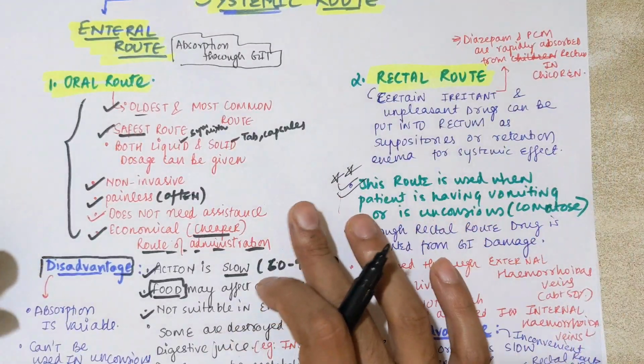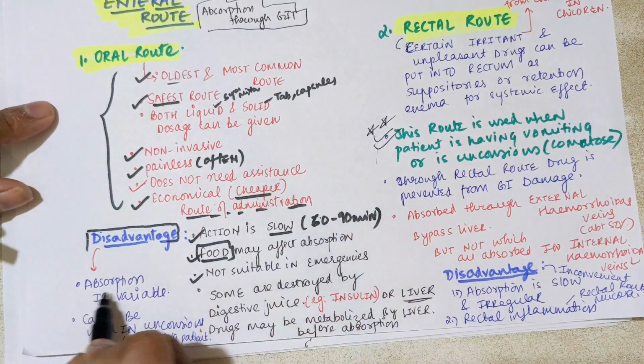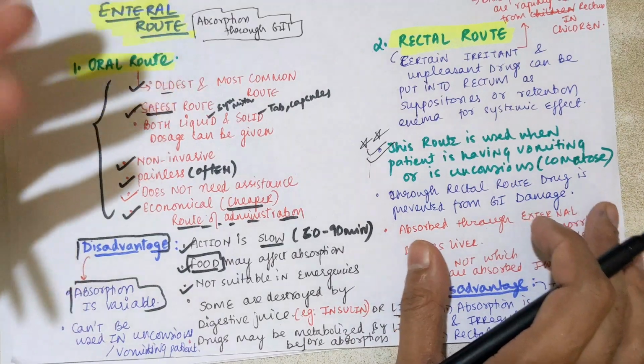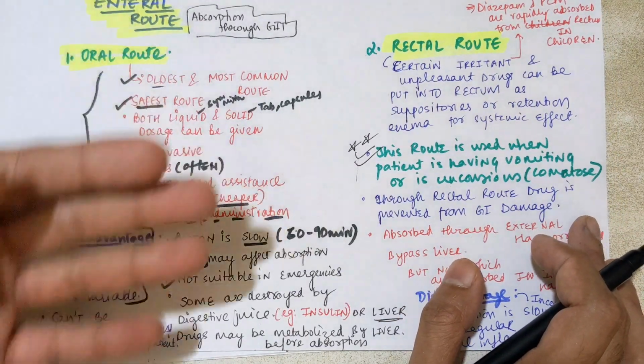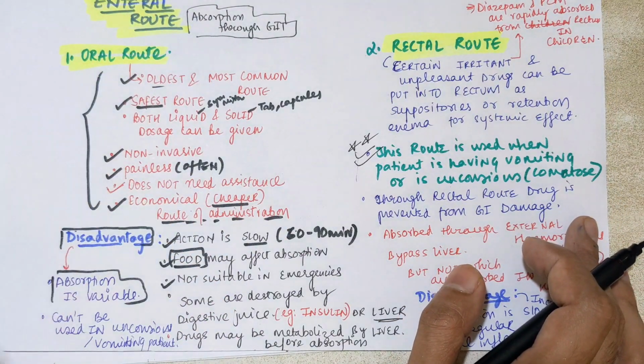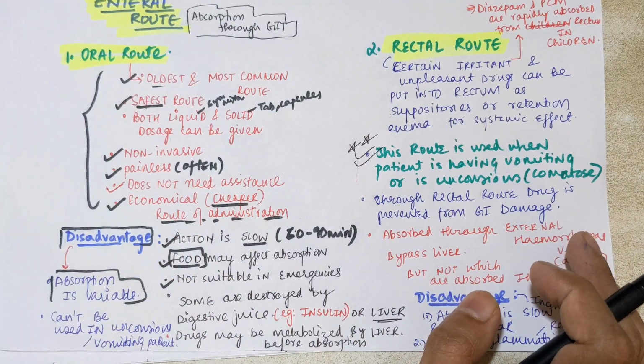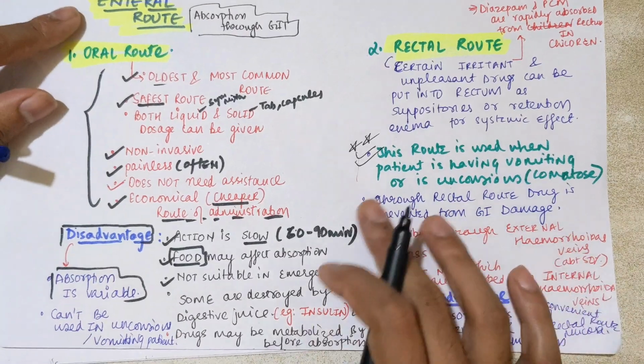Okay, so these are the disadvantages. Also, absorption is variable, so you can't predict that this drug will have a higher absorption and this drug will have a lower absorption. Different drugs have different absorptions, that is why absorption is variable, so it is also a disadvantage. Clear?